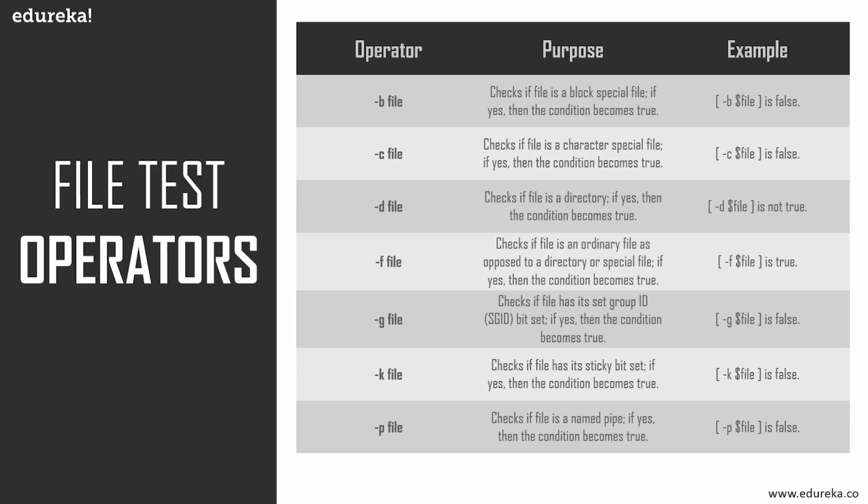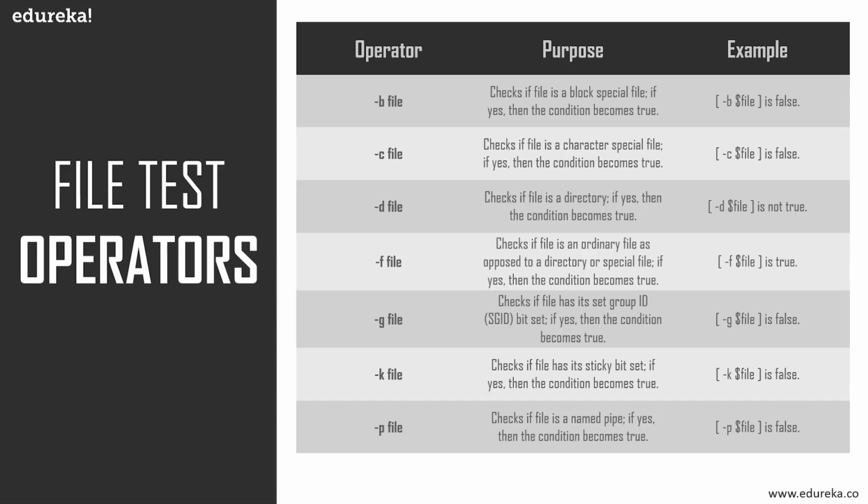Now we have a few operators that can be used to test various properties associated with a Unix file. Now assume a variable file holds an existing file name of the size 100 bytes and has read, write, and execute permission on. So you have your -b, which checks if the file is a block special file. Then you have -c, which checks if a file is a character special file, and -d, if the file is a directory. -f is if a file is an ordinary file as opposed to a directory or a special file. Then you have -g, which checks if the file has its set group ID.